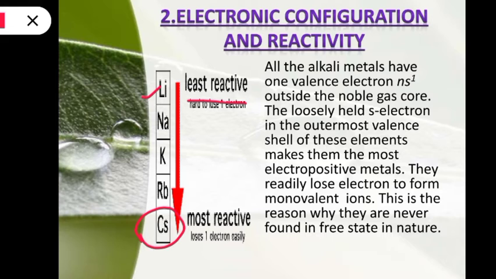So the next one, the outer electronic configuration is ns1. For lithium the last shell configuration is 1s1, for sodium 2s1, and it will go on. So the last valence shell contains one electron.